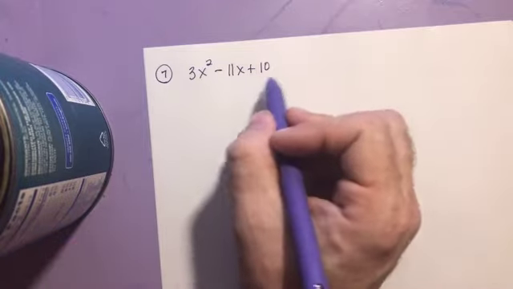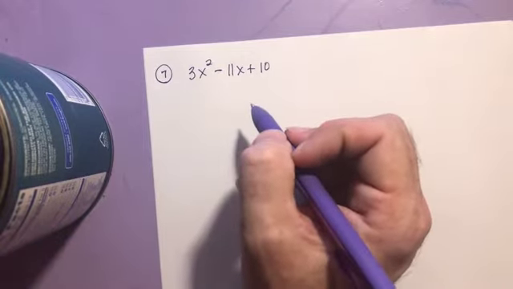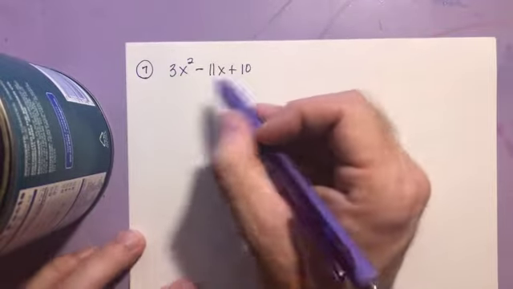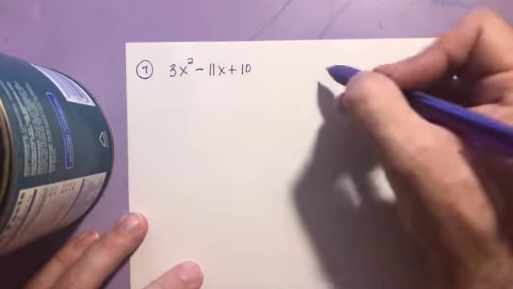Now it's 3x squared minus 11x plus 10. They don't have anything in common. Sorry, it's a squeaky floor I'm sitting on. So now I have to use the snowflake.